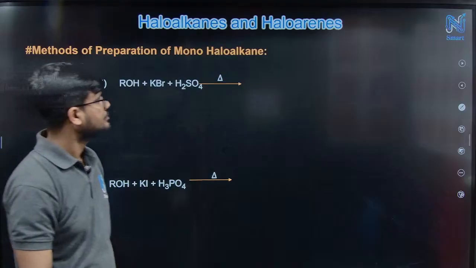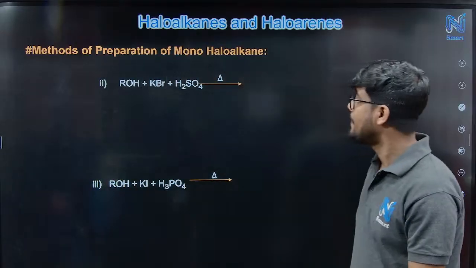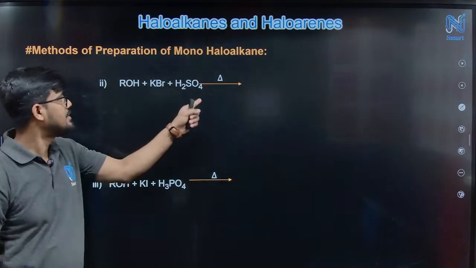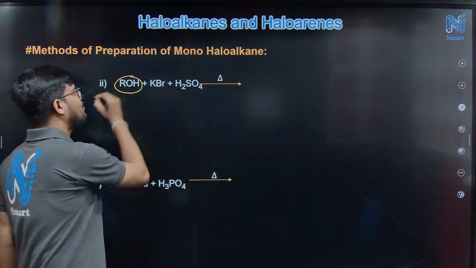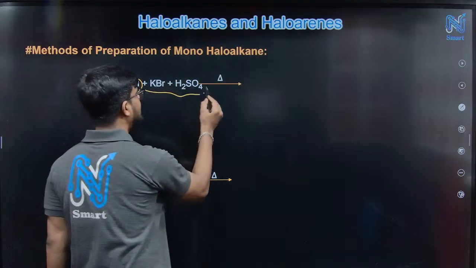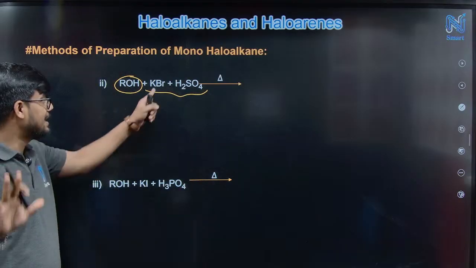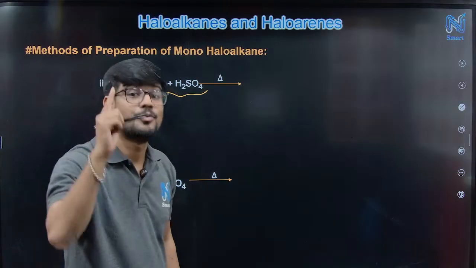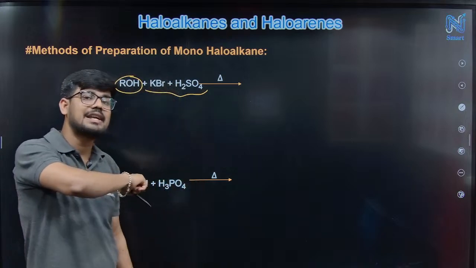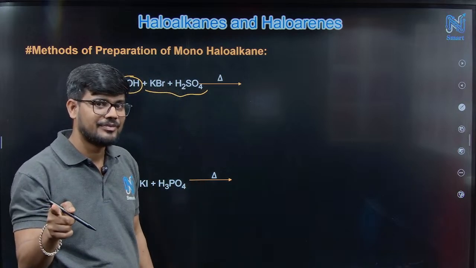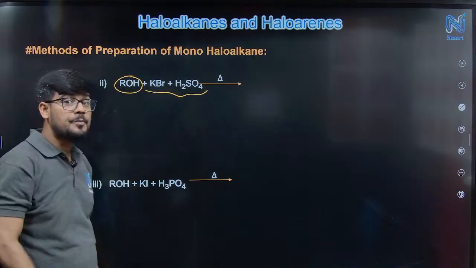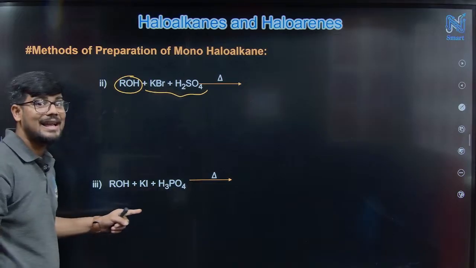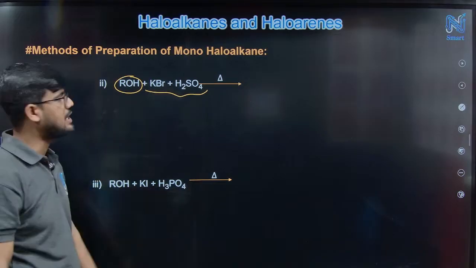Next part, this one, can you guess the product? So here basically, first case, again alcohol we have, and we have KBr and H2SO4. Now just check, KBr is there, so that means we are going to prepare alkyl bromide. Last example we studied alkyl chloride. Now how to prepare alkyl bromide, this is the process. And next one is alkyl iodide. We will learn these two things.